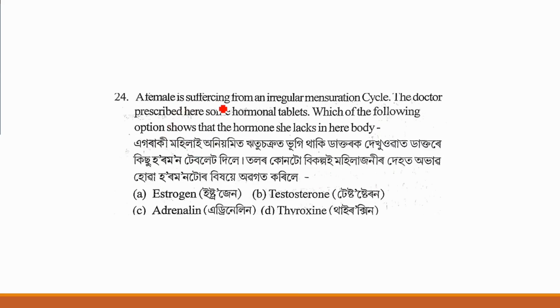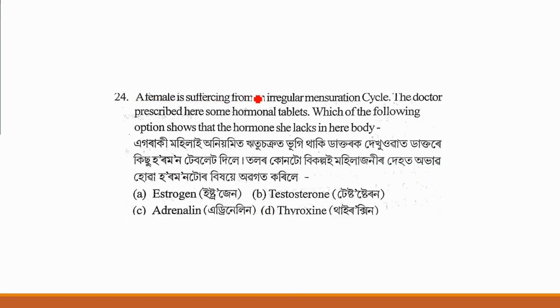A female is suffering from an irregular menstruation cycle. The doctor prescribed some hormonal tablets. Which of the following options shows the hormone she lacks in her body? Number A, estrogen. Number B, testosterone. Number C, adrenaline. Number D, thyroxine. Now see, dear students, this is a conceptual question.